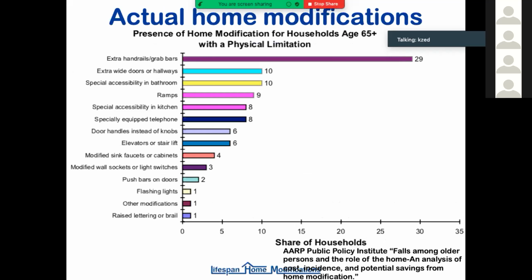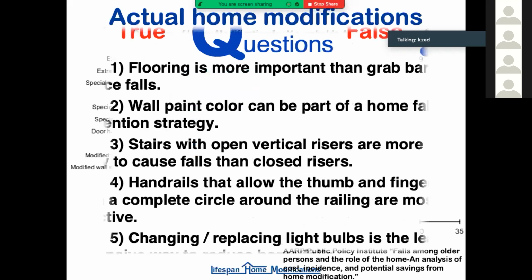What I also find interesting is when you ask people what things they've done in their homes to make them safe if they're over 65, you'll see that grab bars and handrails are at the top, and then we move to doors, fix their bathroom, and I won't read it, but floors are nowhere on this list. Nobody even thinks about floors and flooring as a fall prevention strategy.